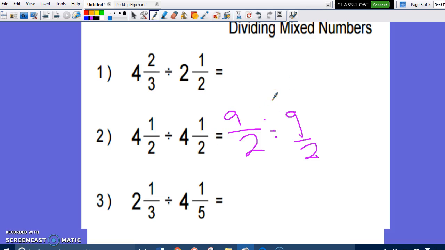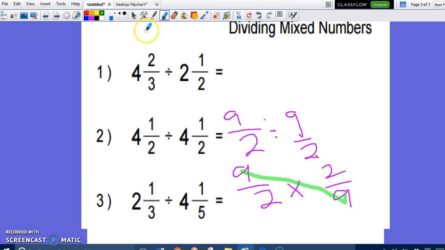However, do not forget, you still need to do the reciprocal, because we don't divide fractions, we multiply them, keeping the first number the same. Change it to multiplication, and flip it. Okay, I'm now going to reduce diagonally.